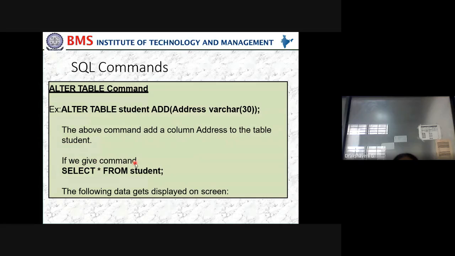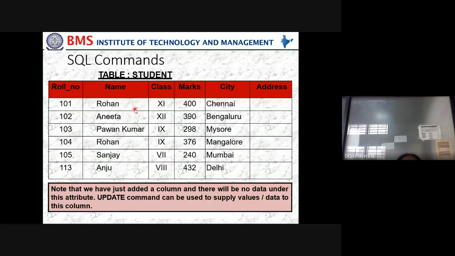If we give the command select star from student, the following data gets displayed on the screen. So we can add an address to the table. The existing table is student, and we want to add an address. Now you can see there were already 5 columns. Now we have added the address column, but it will be blank because no values are inserted into it, since we have newly added the address column.